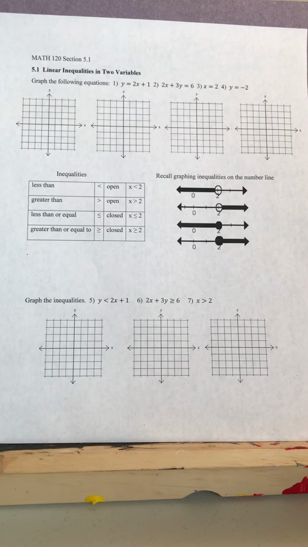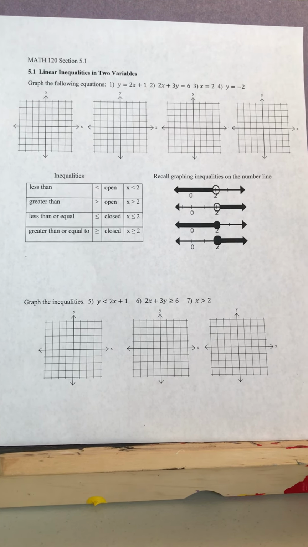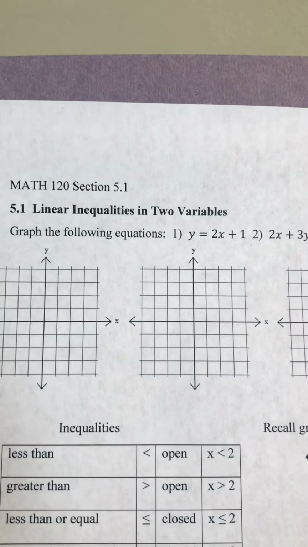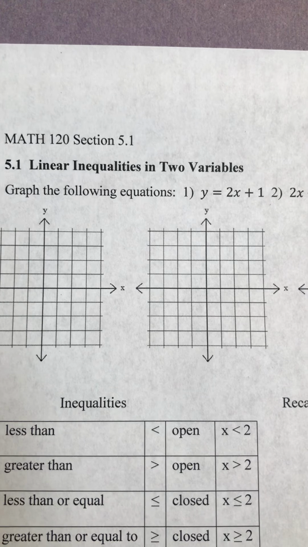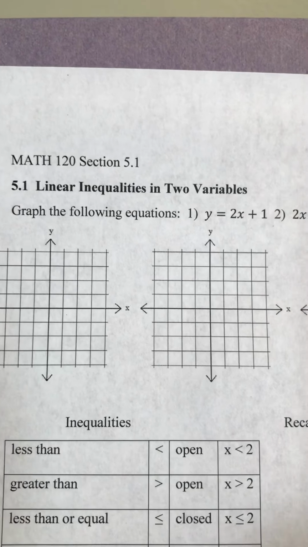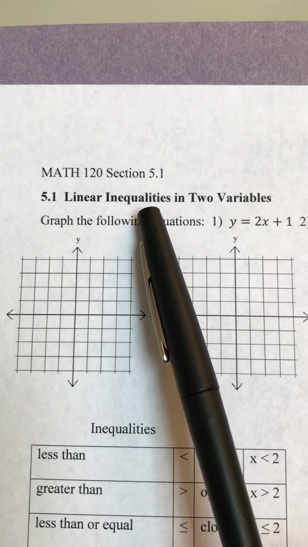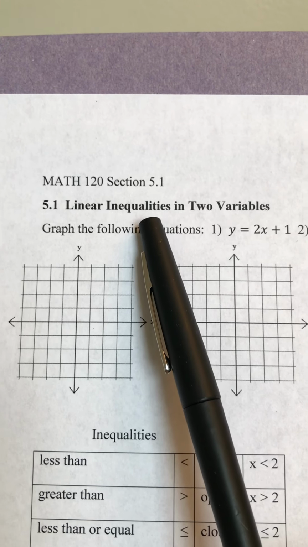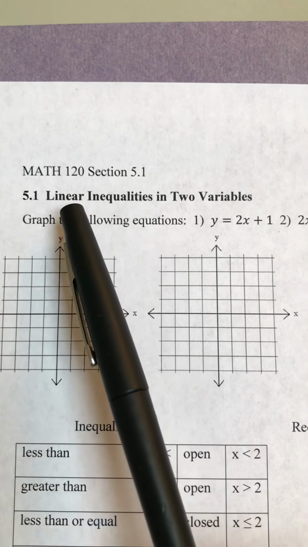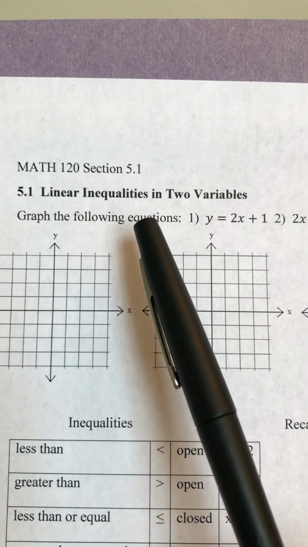Class, I am going to videotape my lesson, and this lesson is section 5.1 on linear inequalities in two variables. So the key word here is inequality. Before we were doing equations, and now we're going to be looking at inequalities and see what those look like when we graph them.